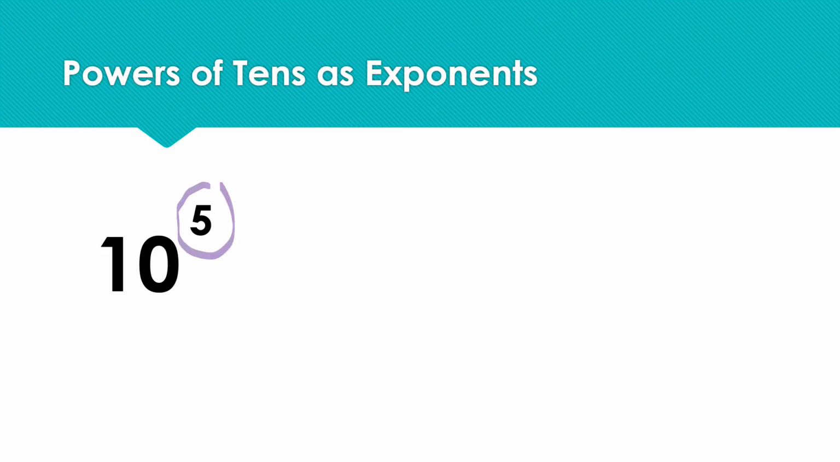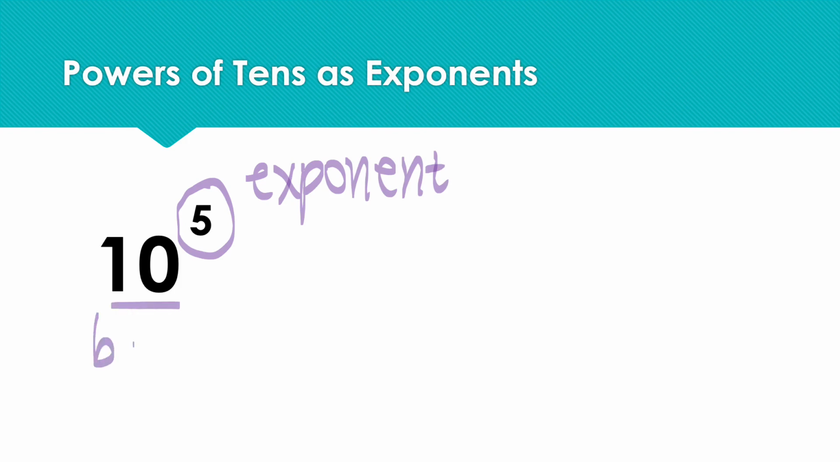Actually, this is the exponent. That flying 5 behind it actually means something. And this number right here is called the base. And this is called a power of 10 because the base is a 10. There's something very special about the powers of 10, which make it so much fun to teach.